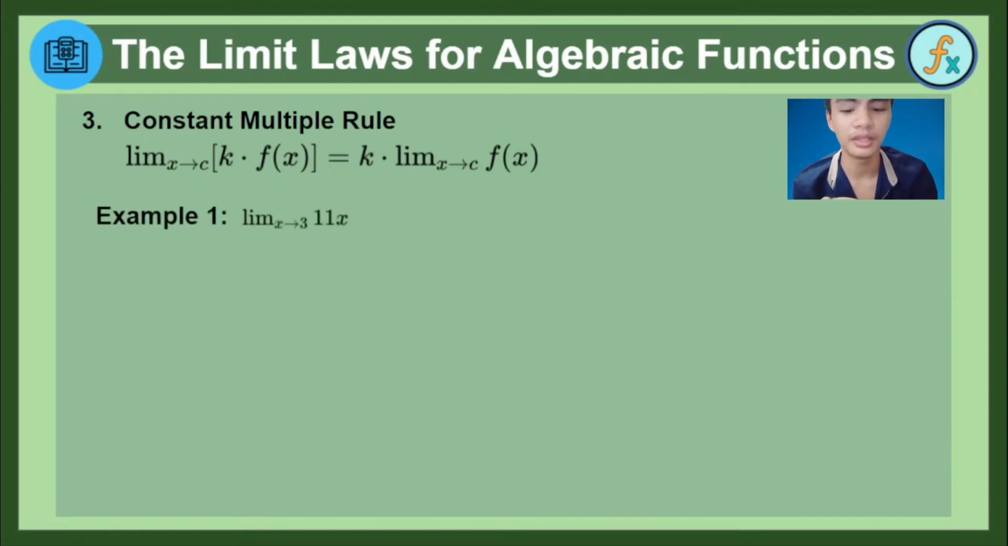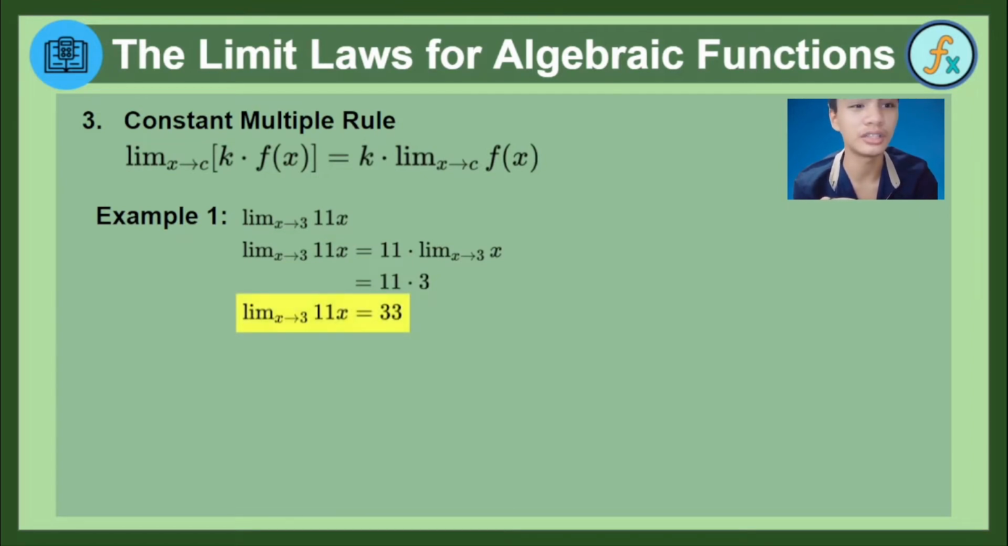Example number 1. Evaluate the limit of 11x as x approaches 3. First, apply the concept, so it's going to be 11 times the limit of x. The limit of x as x approaches 3 is 3. Therefore, 11 times 3 is equal to 33. Example number 2. Determine the limit of negative 23x as x approaches negative 7.